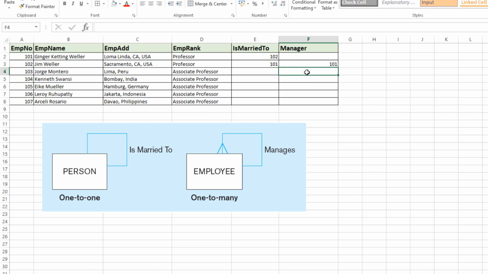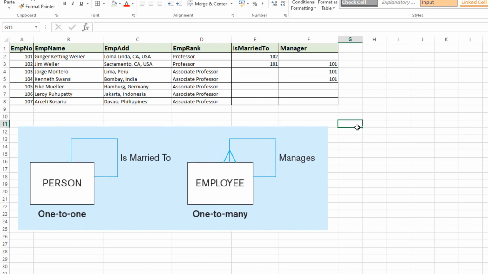And then the employee number 103, Mr. Montero, reports to the president as well. And Kenneth Swansea, employee number 104, reports to the president as well. So, the rest of the employees, I don't think, are directly reporting to the president of the institution. So, that's it. So, that is how a unary relationship is represented in a data set. Of course, you see how it is represented in an ER diagram.